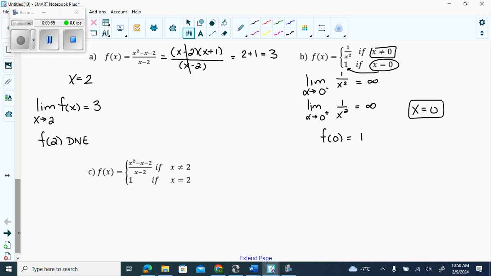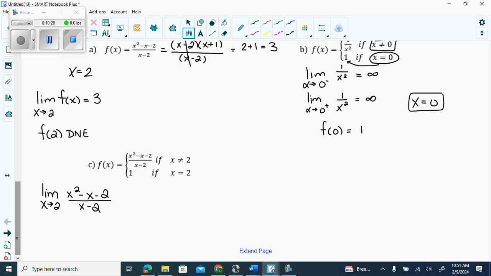So this one we have to check our limit. So we can do the limit as x approaches 2. The limit is not what it equals, it's what it's approaching. So we're going to use this formula, the x squared minus x minus 2 formula over x minus 2. If I plug it in right now, if I substitute in the 2 right now, do we have problems?